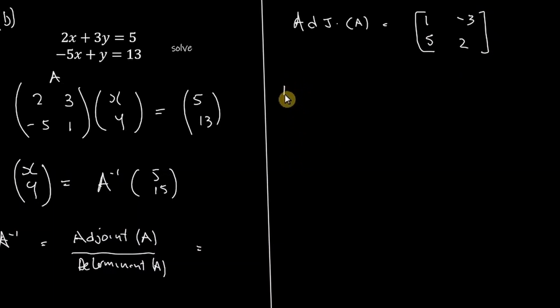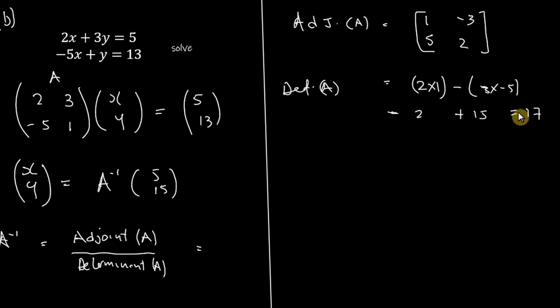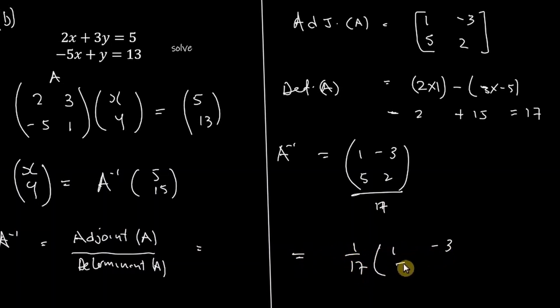That's our adjoint matrix. Our determinant, which we'll abbreviate as D. Determinant of A is simply the product of the leading diagonal elements minus the product of the non-leading diagonal elements. So the product of the leading diagonal elements is 2 times 1. We subtract the product of the non-leading, which is 3 times negative 5, giving 2 plus 15, that's equal to 17. So our determinant is equal to 17. So our inverse matrix is equal to 1, negative 3, 5, 2, all over 17, which we can rewrite as 1 over 17 into 1, minus 3, 5, and 2. So that's our inverse matrix.